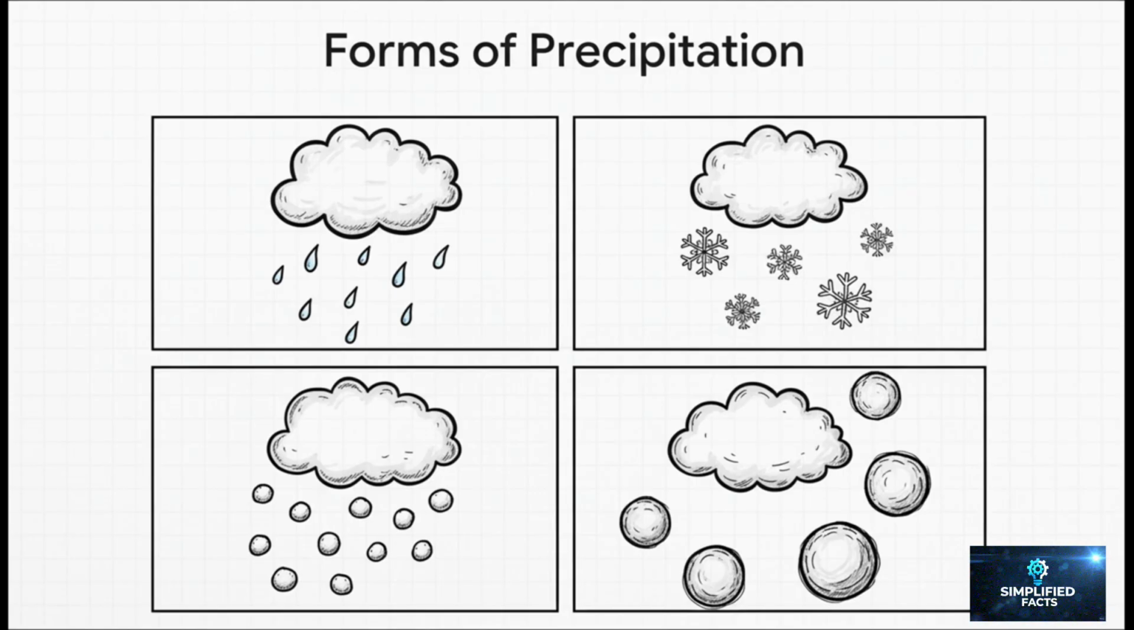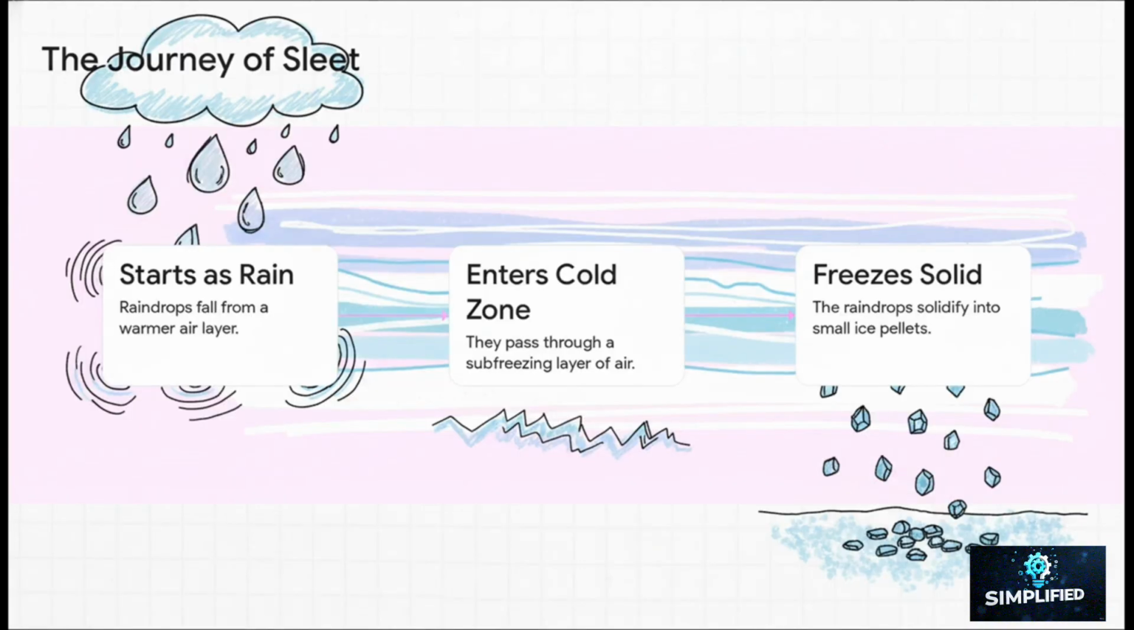But if it's below freezing inside that cloud, the water vapor forms directly into these beautiful hexagonal ice crystals we call snow. Sleet and hail are a bit more complicated. They involve some wild journeys through different temperature layers. Let's just take a look at the wild ride that a piece of sleet goes on.